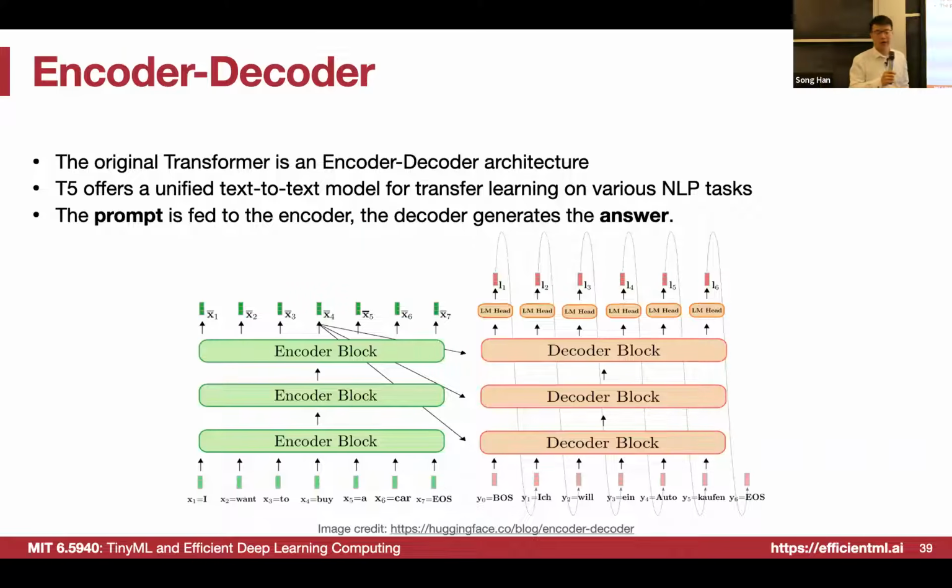The encoder-decoder method is actually feeding the prompt into the encoder. This is the prompt. And the decoder basically generates the answer. Like if you do the translation, and this is the source language, you feed it into the encoder block. So here we have 3 layers. This is the token dimension, and then this is the result. We feed it into the decoder, and it generates the target language token by token. So the prompt is fed to the encoder, and the decoder generates the answer. That's the encoder-decoder model.